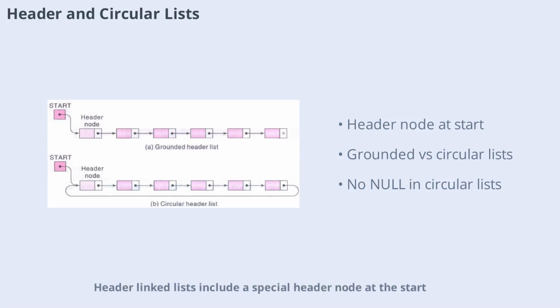Header linked lists include a special header node at the start. There are two main types: grounded header lists, where the last node points to null, and circular header lists, where the last node points back to the header. Circular lists eliminate the need for null pointers and ensure every node has a predecessor. These variations provide additional flexibility and can simplify certain algorithms, such as traversing or inserting nodes.